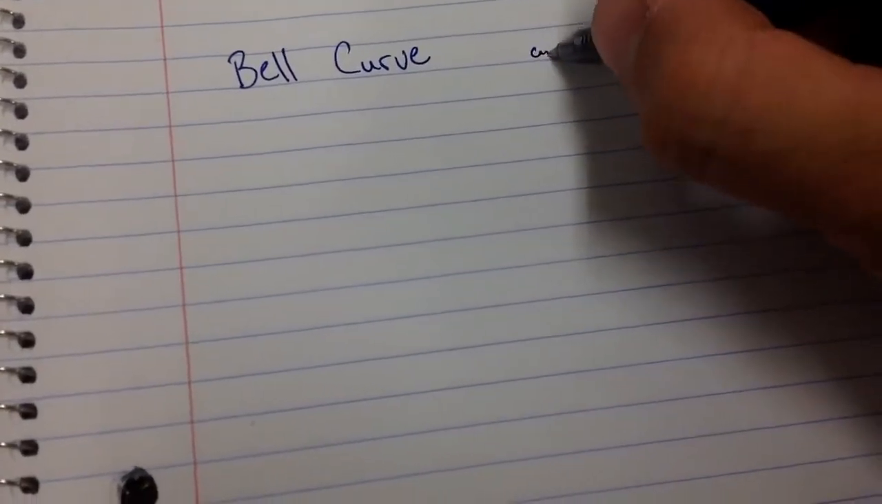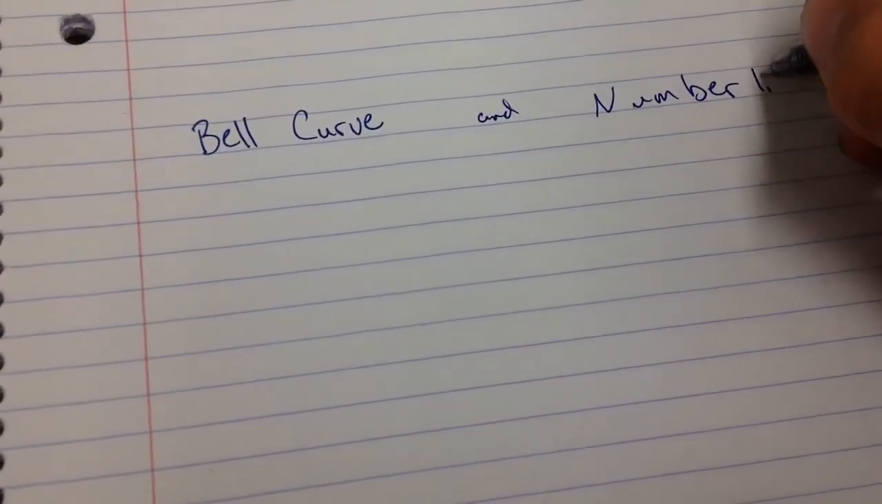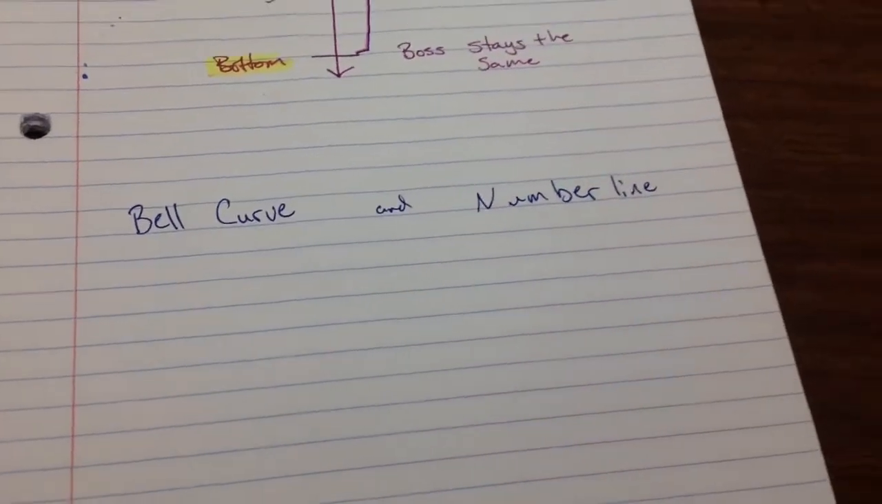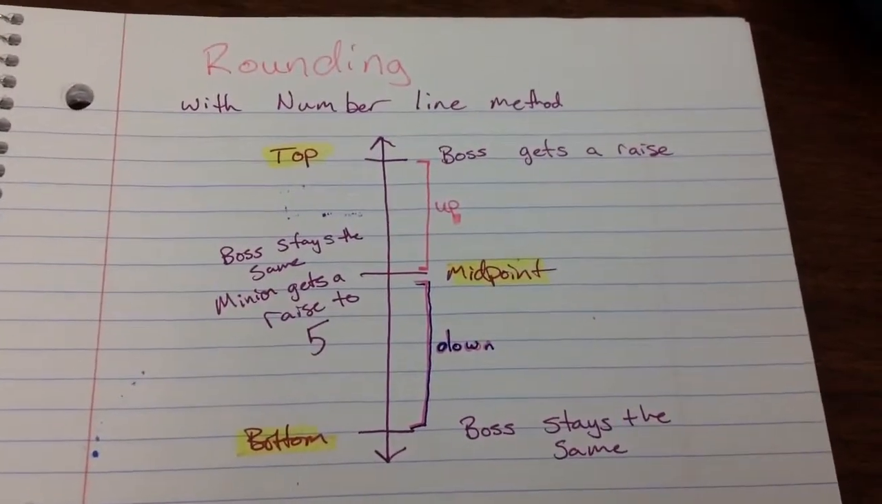So in this class we have two ways of rounding. I teach them a couple different ways because I think it's important for them to know two different ways. We have, and they'll be able to attest to this, the bell curve and the number line. Now the number line method is a little bit different.